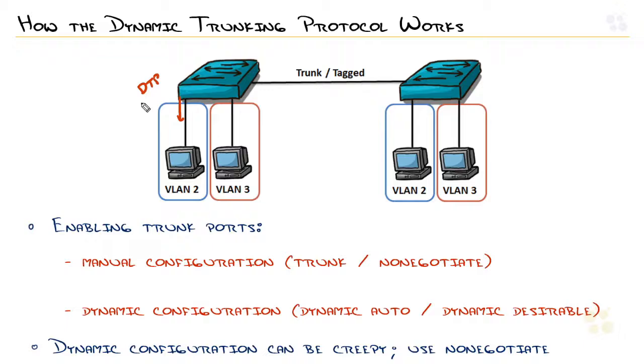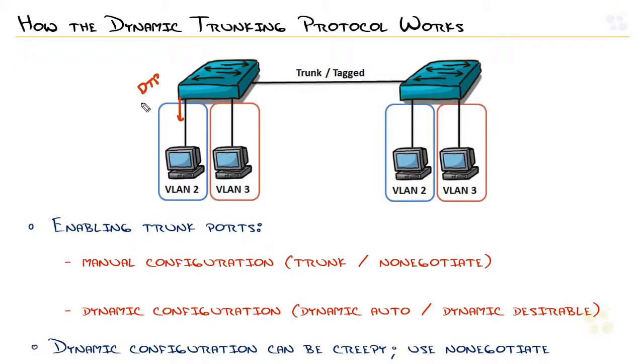And it's constantly saying, I want to be a trunk. I want to be a trunk. Please, listen, do you get the idea? Desirable. I desire to be a trunk, right? If the other side does not respond, which a computer wouldn't, nor would a server, nor would most other devices in the world, then it'll be like, okay, well, I really wanted to be, but I guess I can't be. So I'll be an access port.